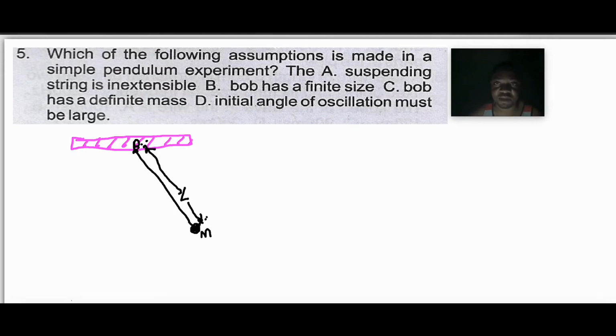So when displaced, this is already displaced. It's coming from this particular point. So when displaced with an angle, let's call this theta, and released, the pendulum will swing back and forth with periodic motion.